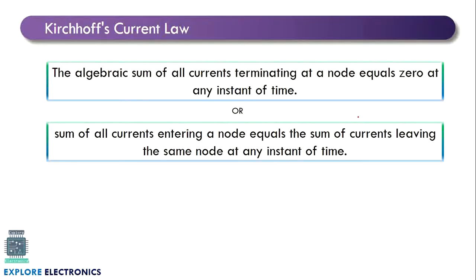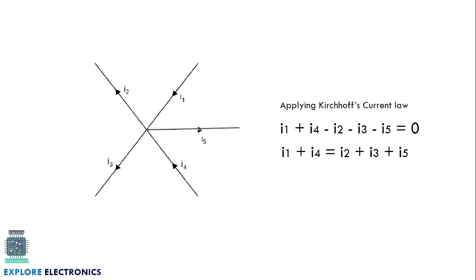Now let us understand Kirchhoff's current law. Kirchhoff's current law deals with the currents in the circuit. The algebraic sum of all the currents terminating at a node is equal to 0 at any instant of time. So the algebraic sum of currents at a particular node will be equal to 0. Or we say the sum of all currents entering a node equals the sum of currents leaving the node. Let us understand with an example.